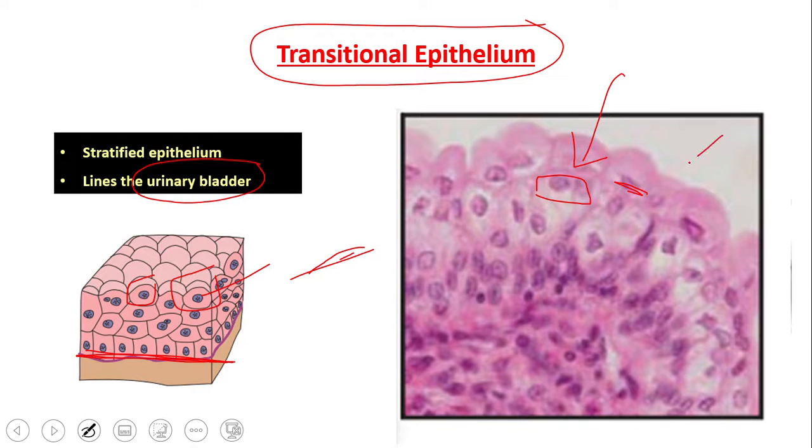So if you look at this specific transitional epithelium, do you think this has been taken from an empty bladder or a full bladder? So the top cells here are cuboidal with circular nuclei. This means this has been taken from an empty urinary bladder rather than from a full urinary bladder.